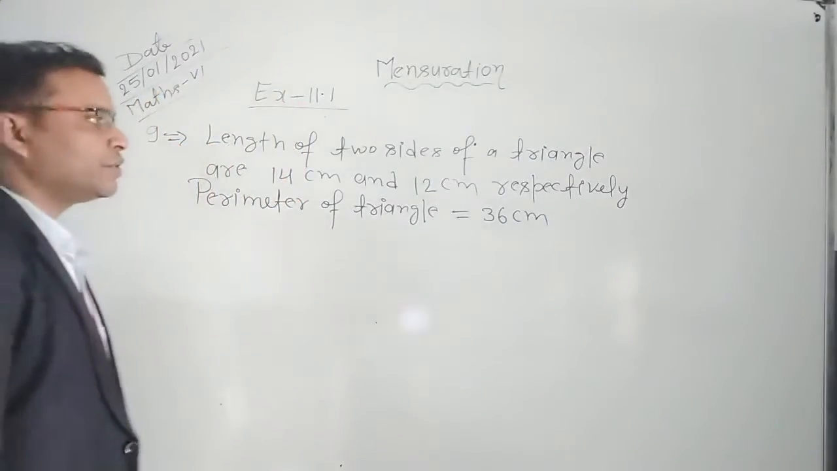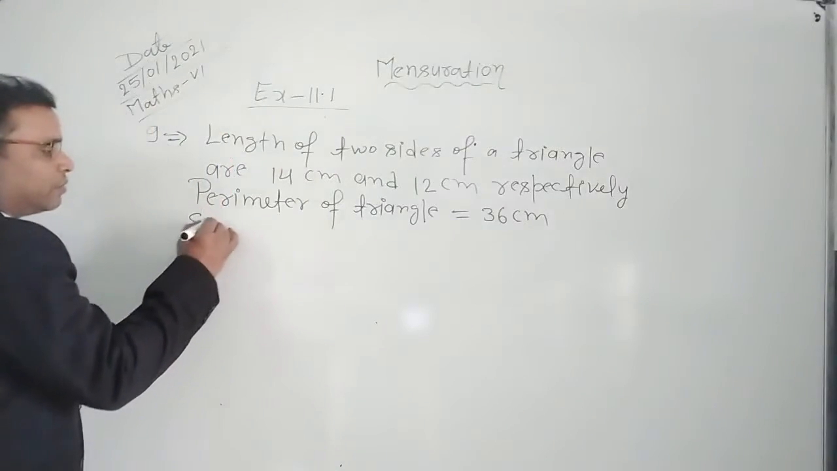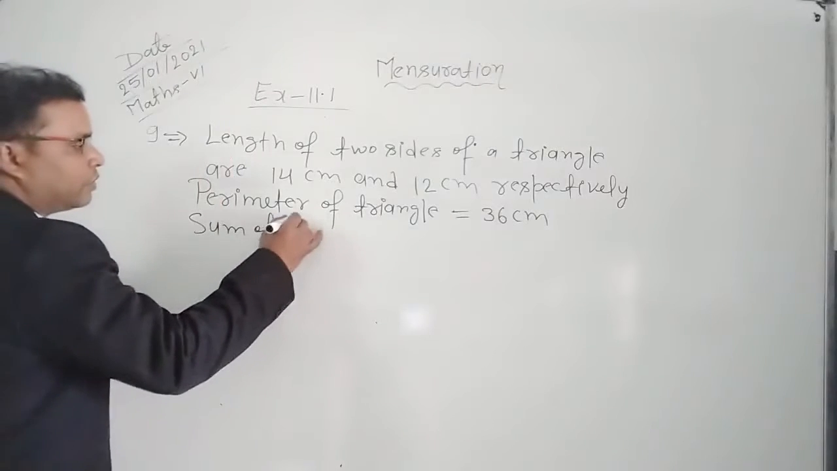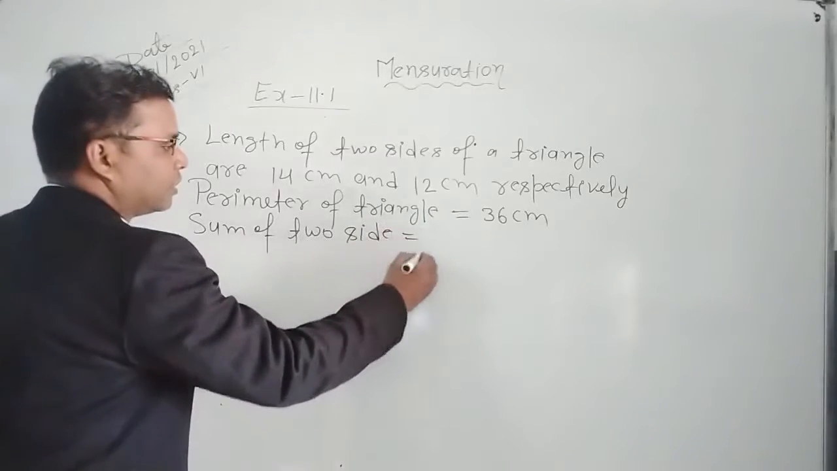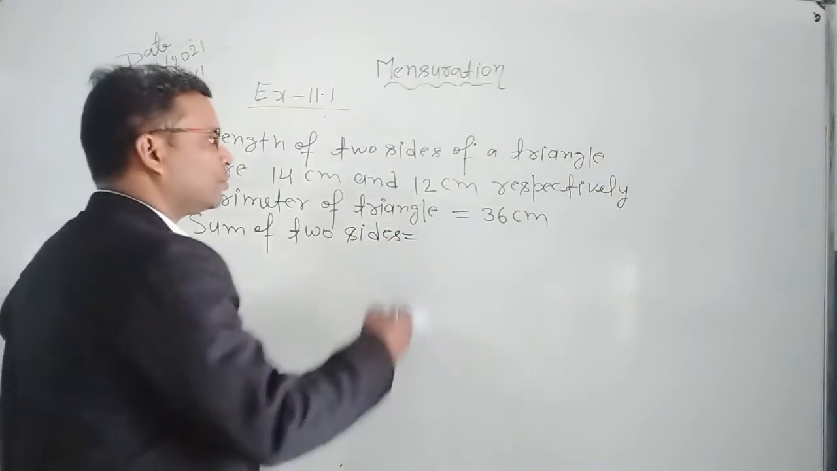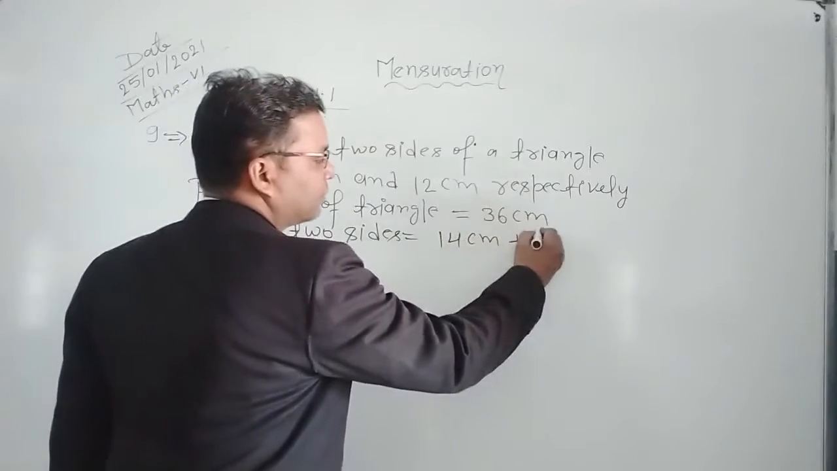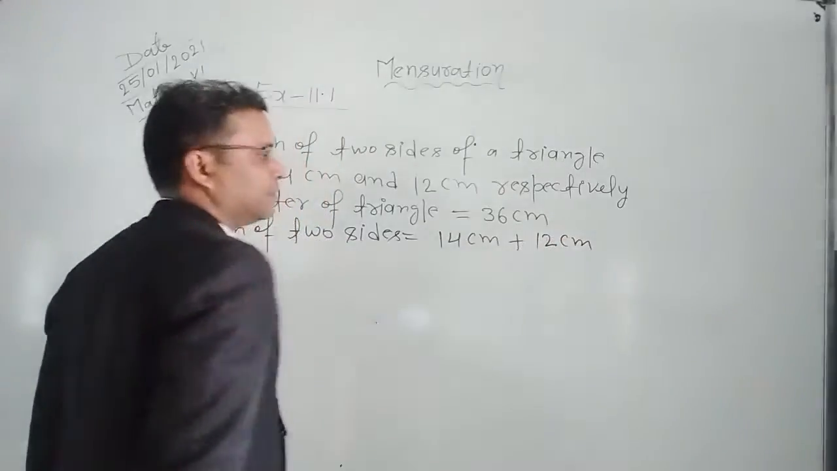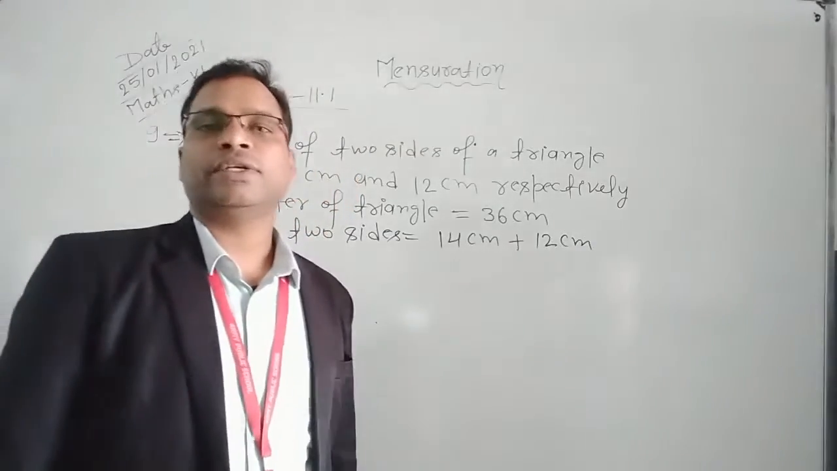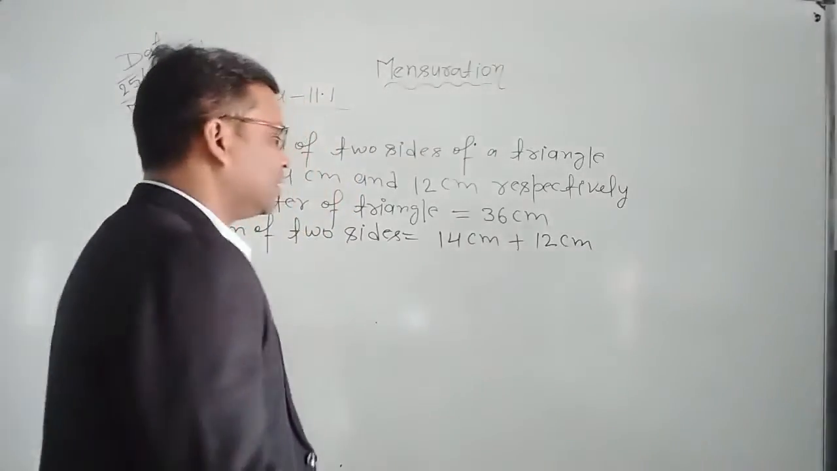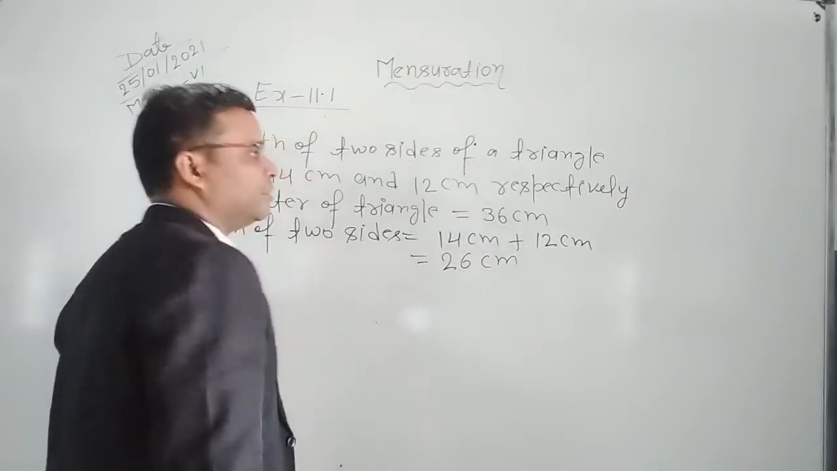Now, first we find the sum of two sides of the triangle. Sum of two sides is equal to what? The first side is given 14 centimeter and the second side is given 12 centimeter. Okay, and you know very well, 14 and 12 added is equal to what? 26 centimeter. This is equal to 26 centimeter. This is clear?